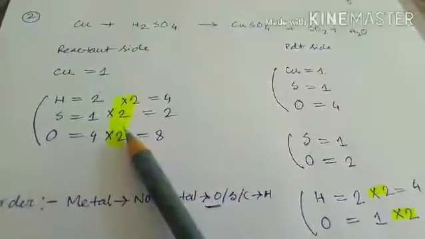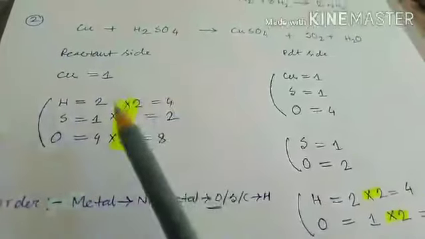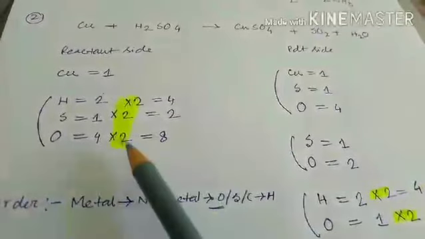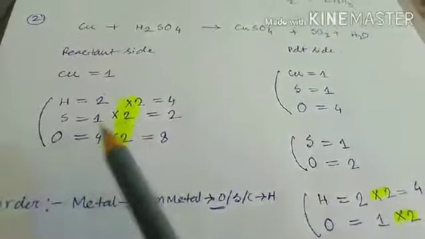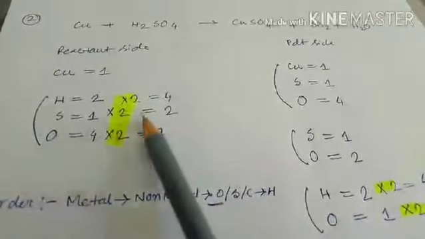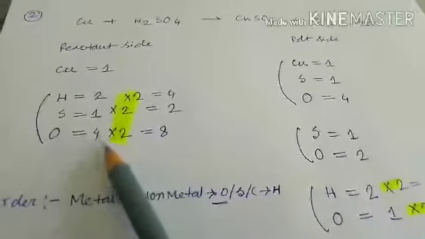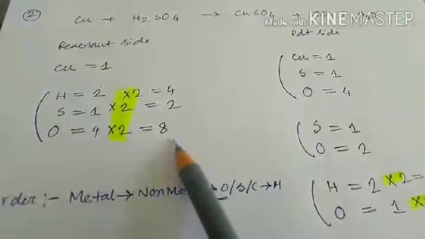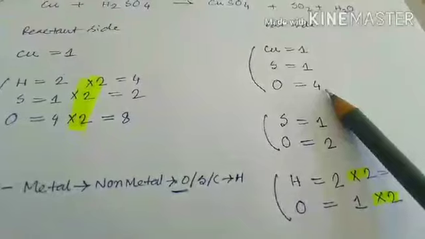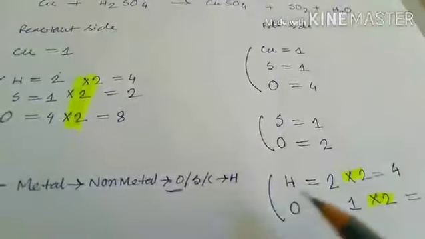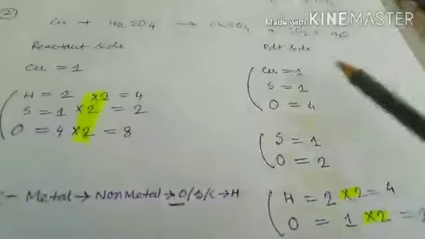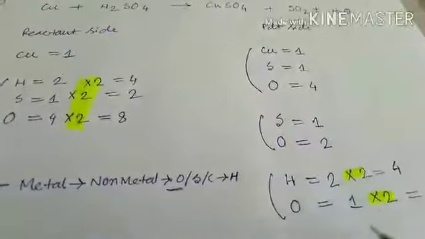As I have already said, H2SO4 is a whole molecule, not a separate one. So we have to multiply the whole system by 2, that is hydrogen, sulfur and oxygen, each with 2. That makes the number of atoms of oxygen 8. To make the number of atoms of oxygen 8, we have to multiply the oxygen in H2O by 2.